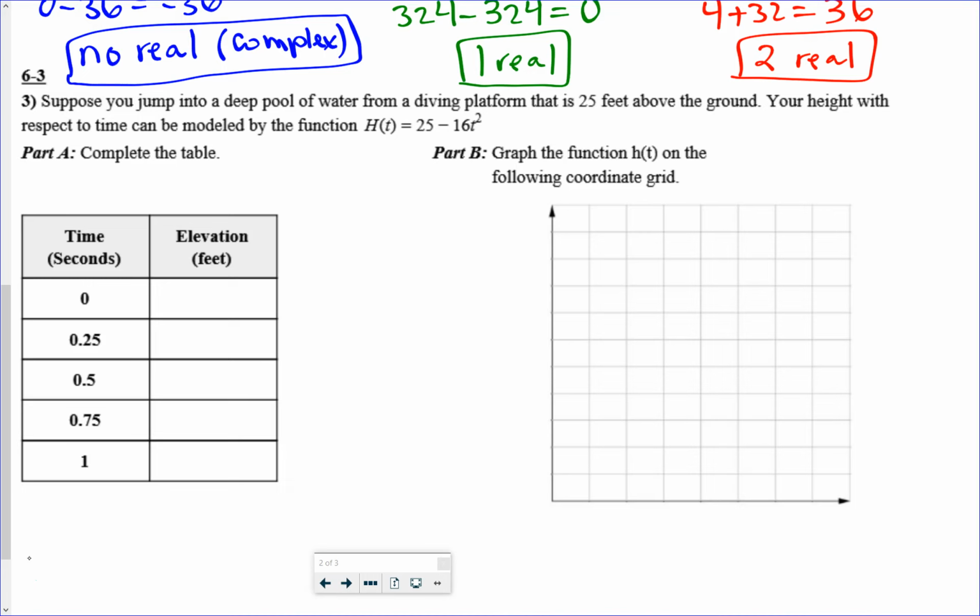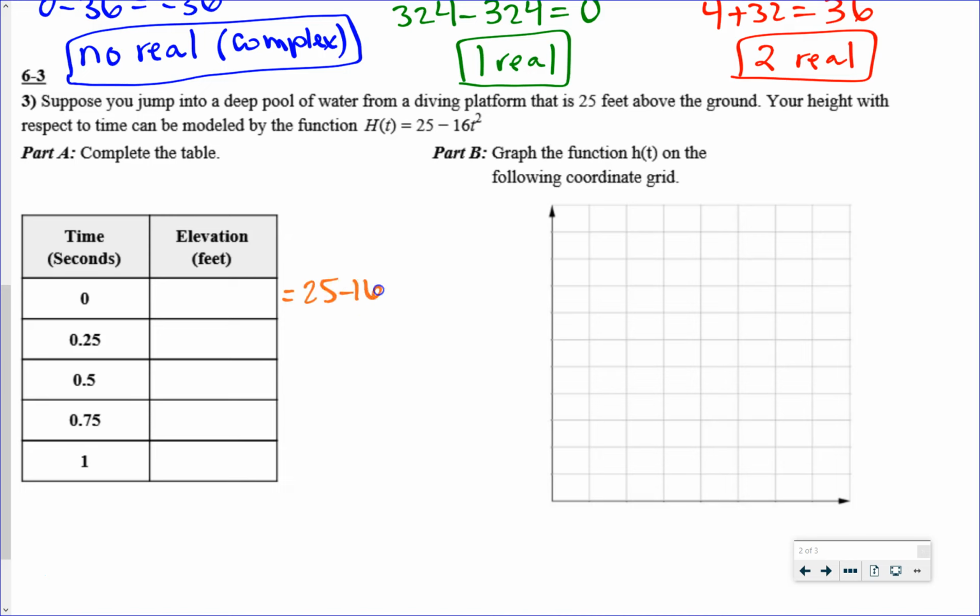This one is someone jumping into a pool off of a platform that is 25 feet above the ground. Your height with respect to time can be modeled by the function 25 minus 16t squared. It wants us to complete the table. So did they give me the h or did they give me the t? Look at it. What did they give me? They gave me the t, right? They gave me time.